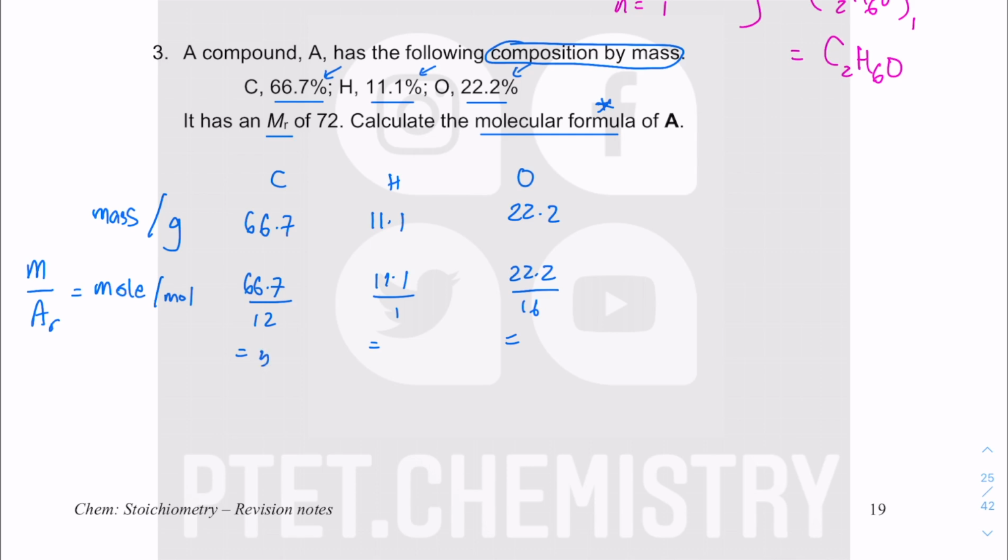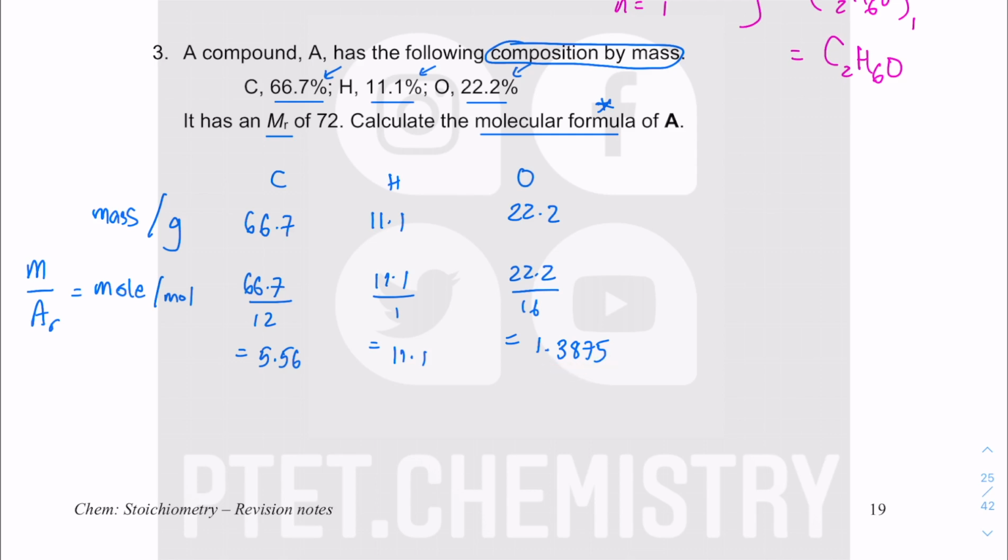So I get 5.56. These are given all to 3 significant figures, so I think it's appropriate for me to give my answers to 3 significant figures. What is appropriate is a decision based on the data that is given, okay? But these are not the final part of the question, so it really does not matter even if you don't give it to 3 significant figures, which is the case here.